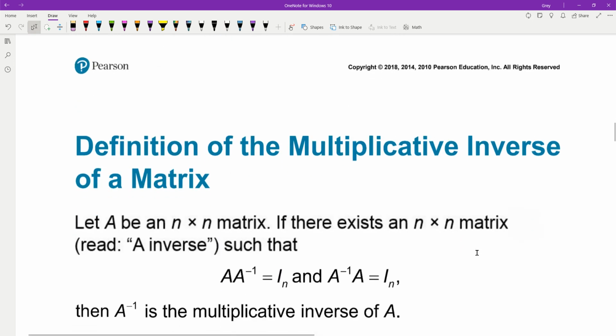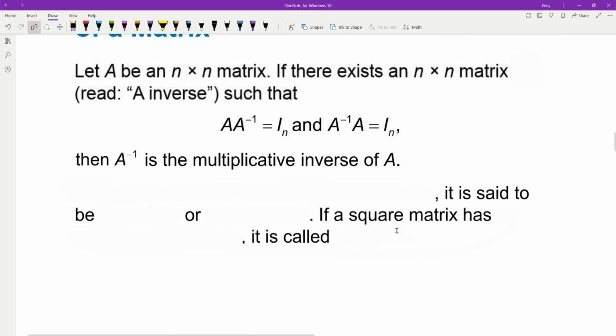Now, why is that important? Because if you have two square matrices and you multiply them together and get the identity matrix, no matter which way you multiply them, actually it says both, then we know that they are inverses of each other. Okay, so you're gonna see a little bit more of those examples.